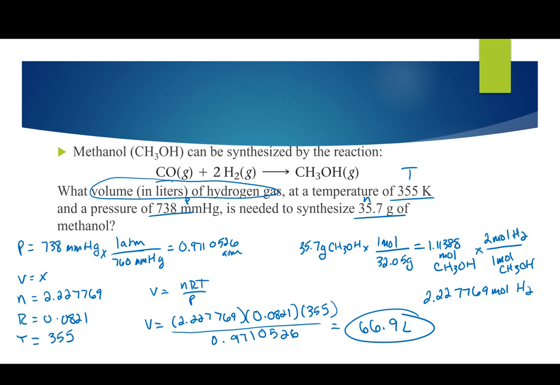So look at what you're given in the problem. Look at what it's asking for. If it's not at STP, you can't use 22.4, so you're going to have to use the ideal gas law to kind of get around that.